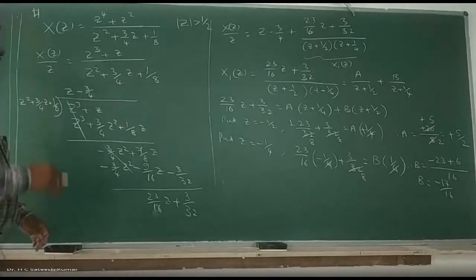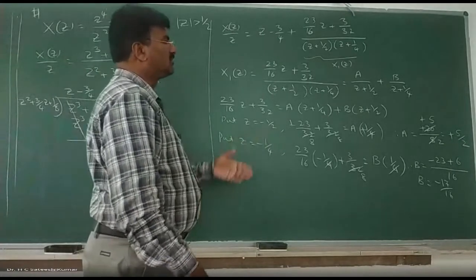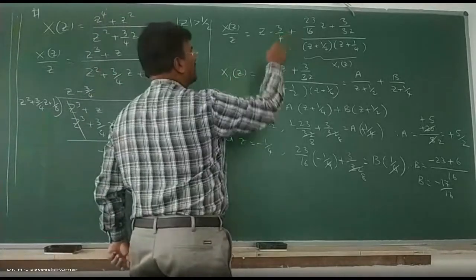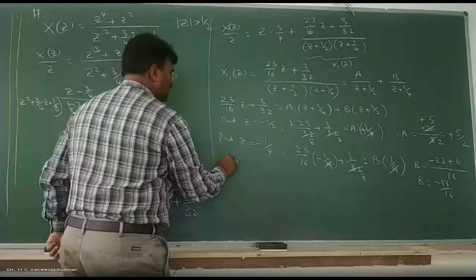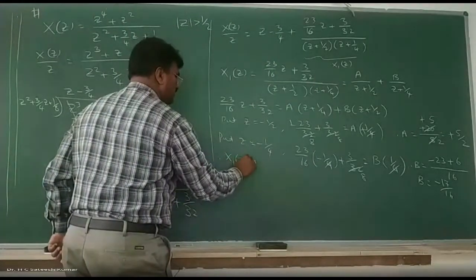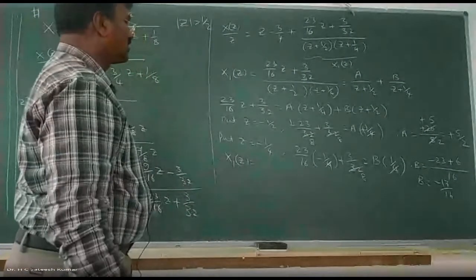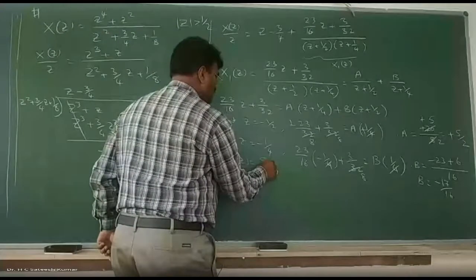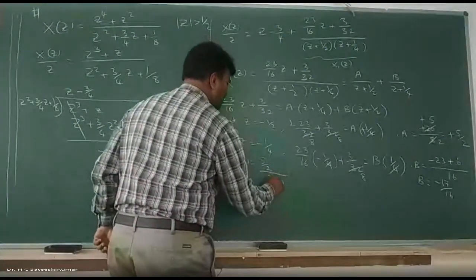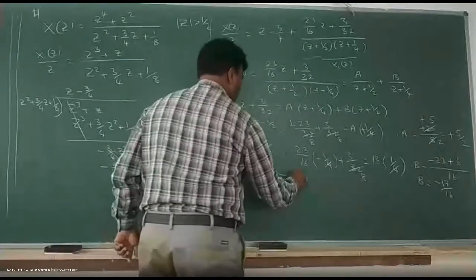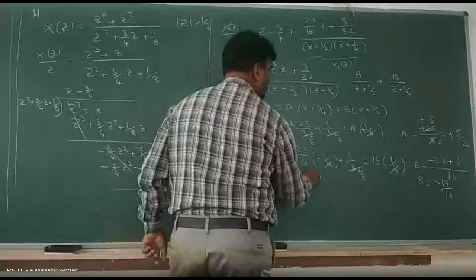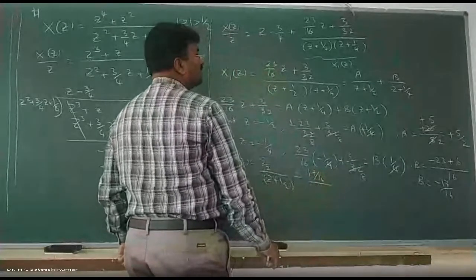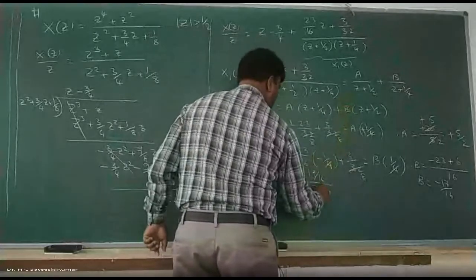Okay, right. Once you get this, substitute these values of A and B in that equation, and then what do you get? Substitute this into X1 of z. So therefore, what will I get? X1 of z is equal to what? A is how much? 5 by 2. 5 by 2 divided by z plus half, plus minus 17 by 16, B is minus 17 divided by z plus 1 by 4.